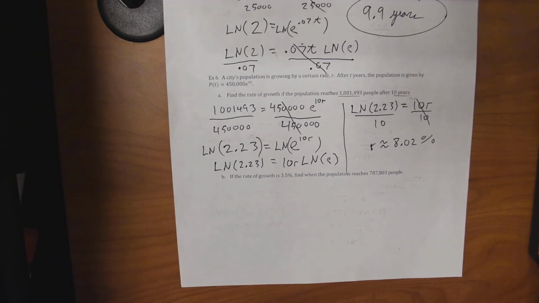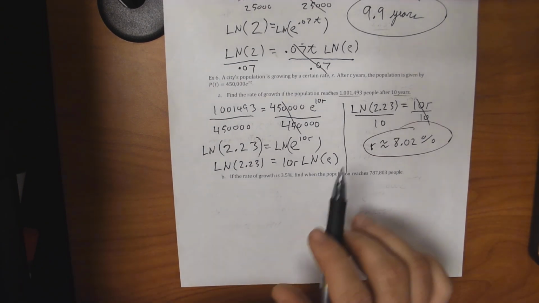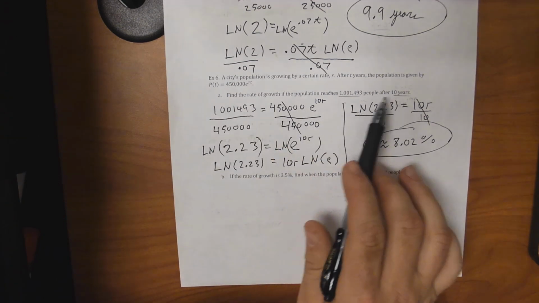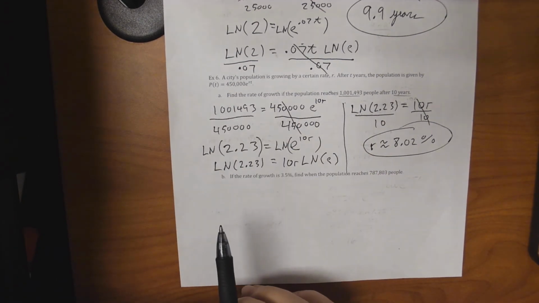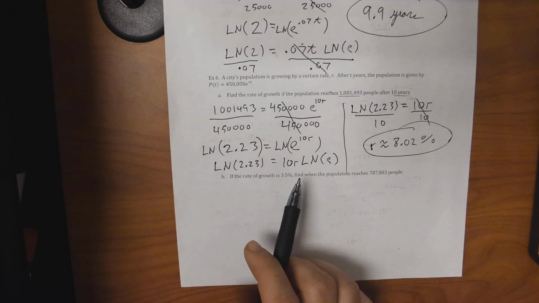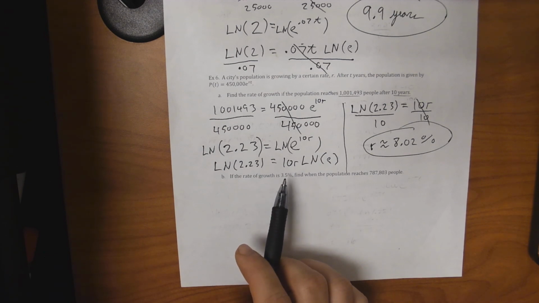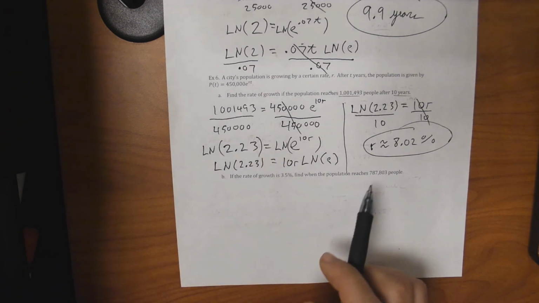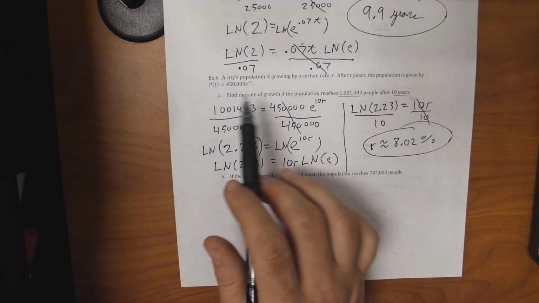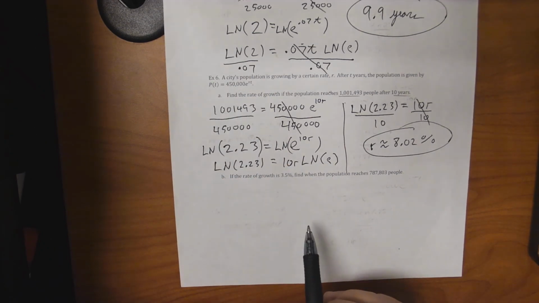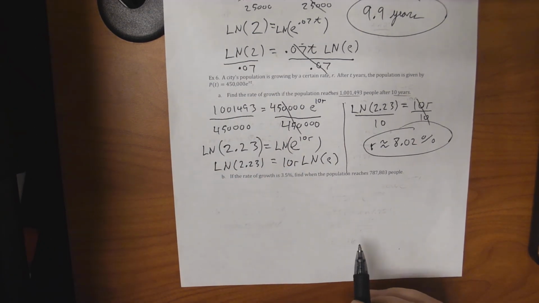All right. So just to summarize this example, just plug in the population, plug in the time, solve for the unknown value. This problem is going to be no different, except now we're plugging in a number for r and a number for the population, and we're solving for t. But the steps are going to be the same.